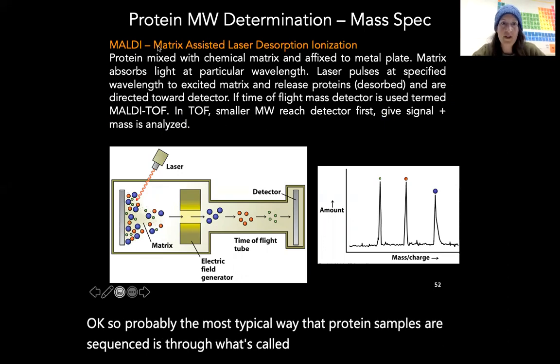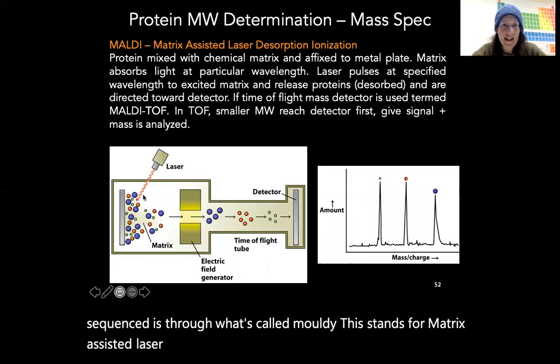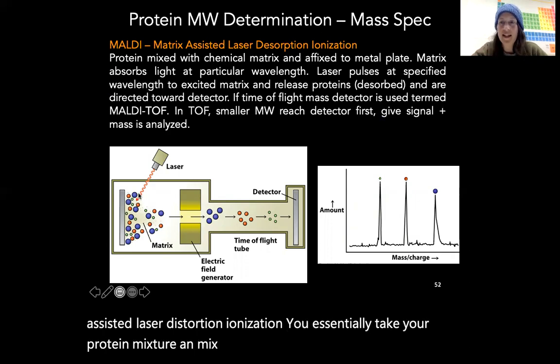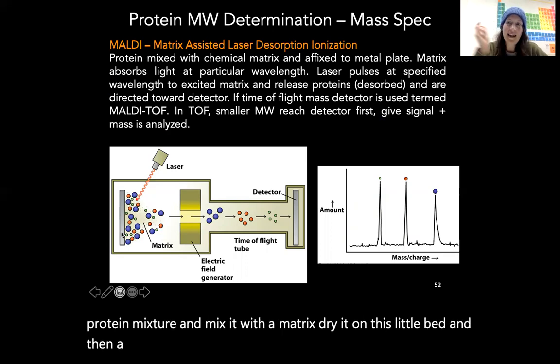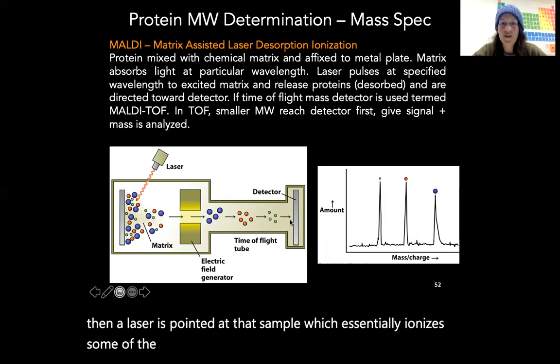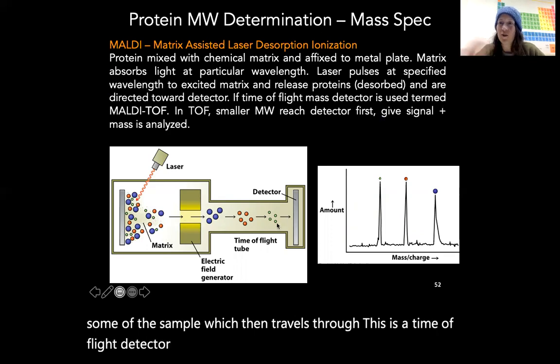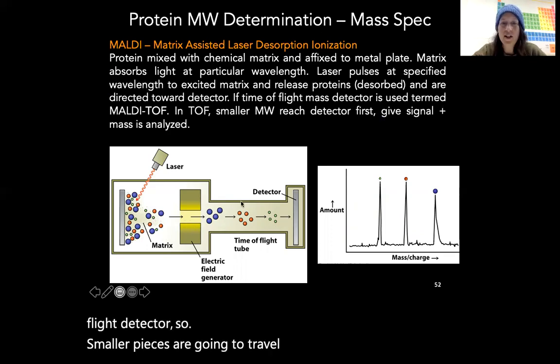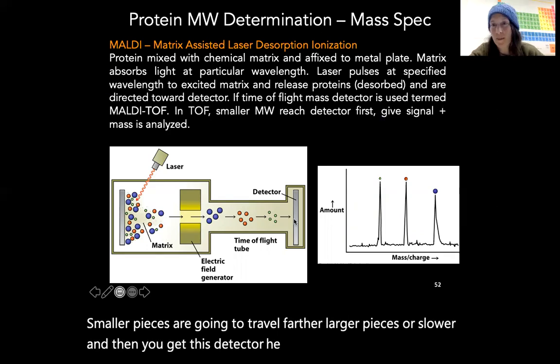This stands for Matrix Assisted Laser Desorption Ionization. You essentially take your protein mixture and mix it with a matrix, dry it on this little bed, and then a laser is pointed at that sample, which essentially ionizes some of the sample, which then travels through. This is a time of flight detector, so smaller pieces are going to travel farther, larger pieces are slower, and then you get this detector here, and the detector would be coupled to a mass spectrometer.